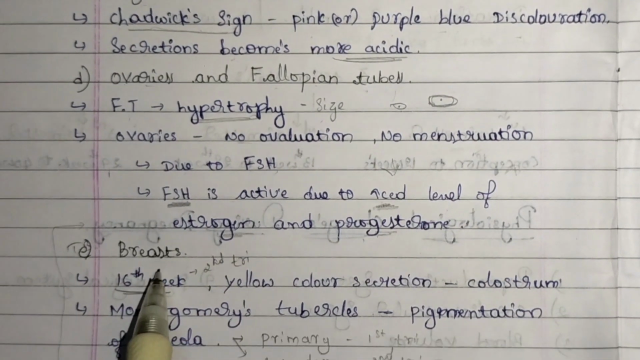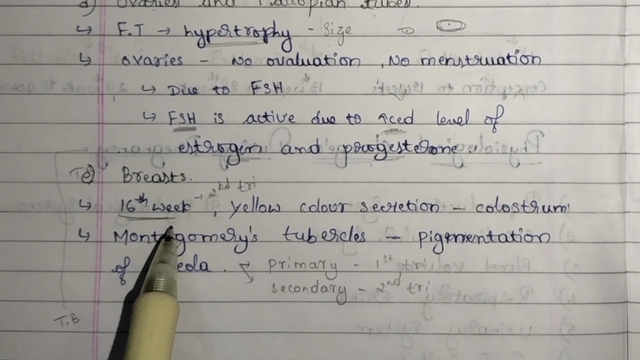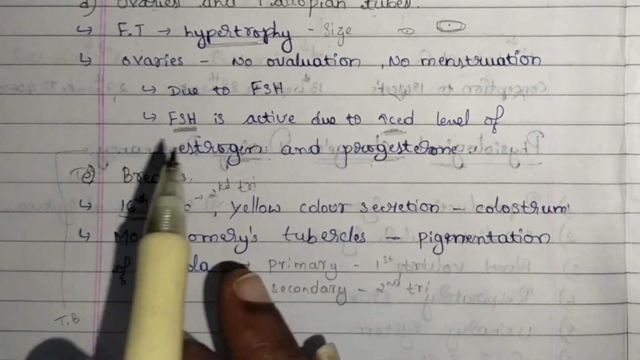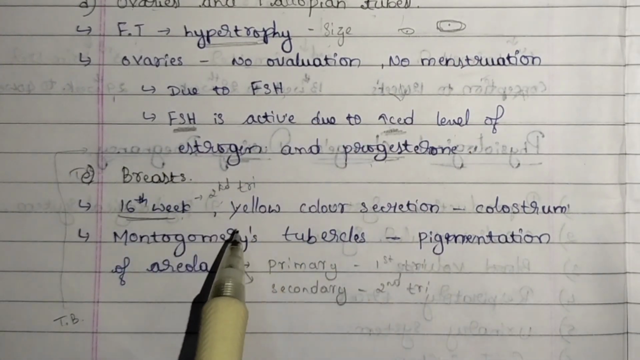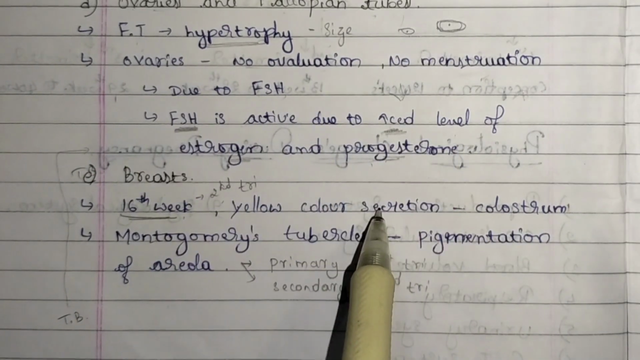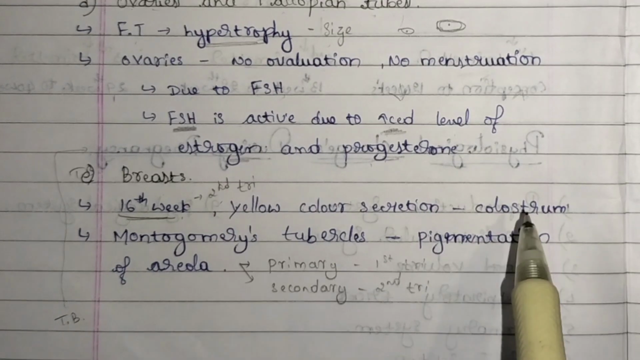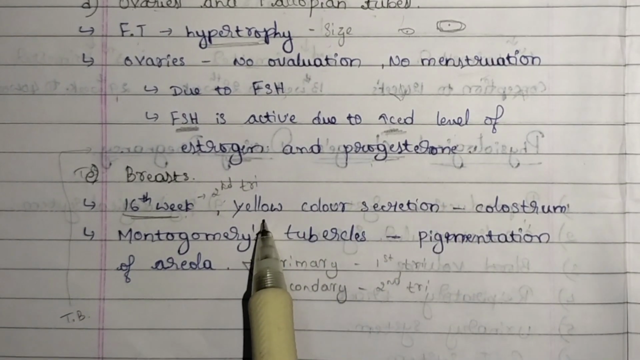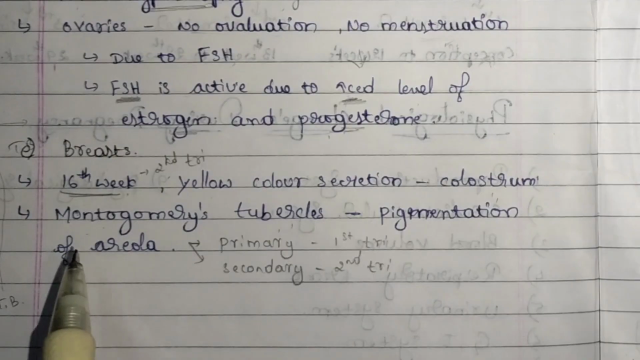Next, breast. Around the 16th week, that is in the middle of the second trimester, we can see yellow discoloration around the breast. This is because of the colostrum. Colostrum is secreted. Because of that, there is a yellowish discoloration around the breast.